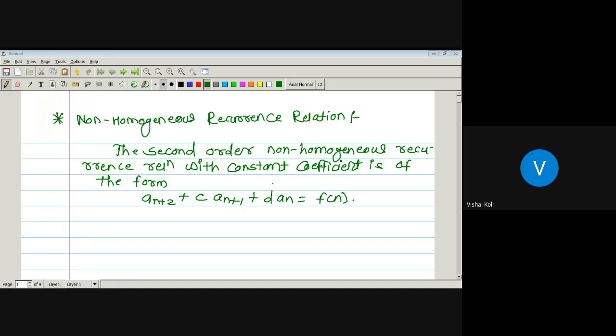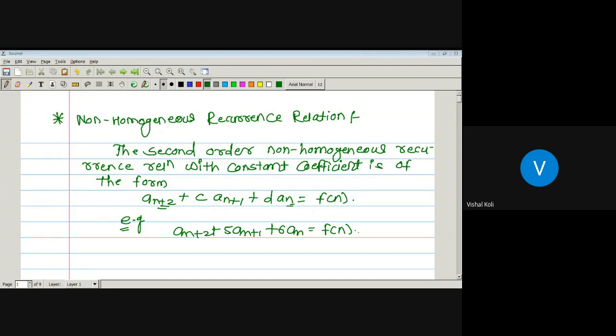As we know, the order of the recurrence relation is the difference of the highest and lowest subscripts of a. Here the highest subscript is n plus 2 and the lowest is n, so n plus 2 minus n is 2, so it is of order 2, degree 1, and as f of n is not equal to 0, it is a non-homogeneous recurrence relation. Now in particular, suppose a(n+2) plus 5 a(n+1) plus 6 a(n) is equal to f of n, and f of n is not equal to 0.